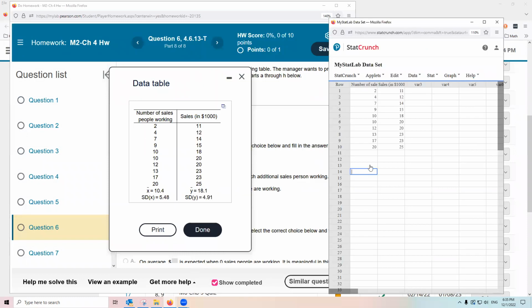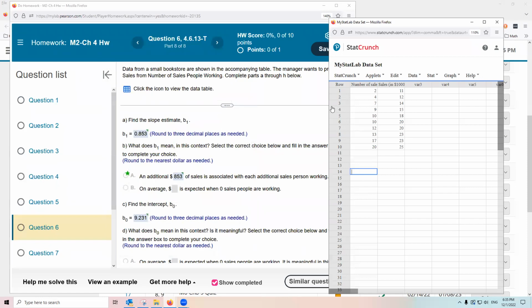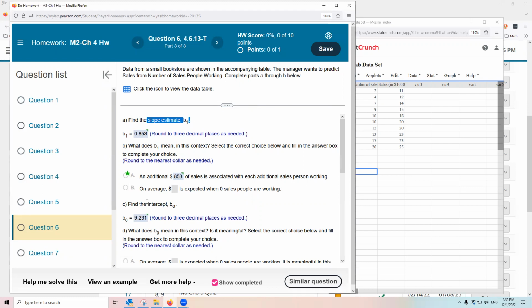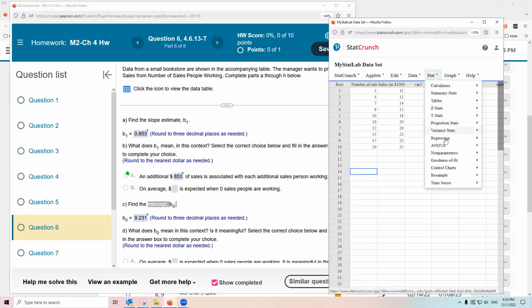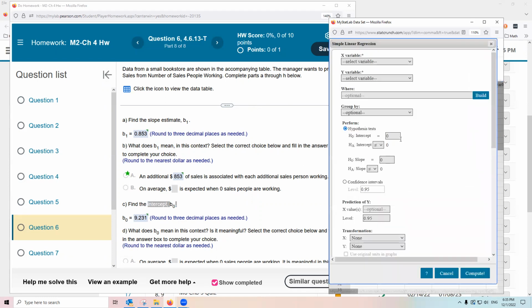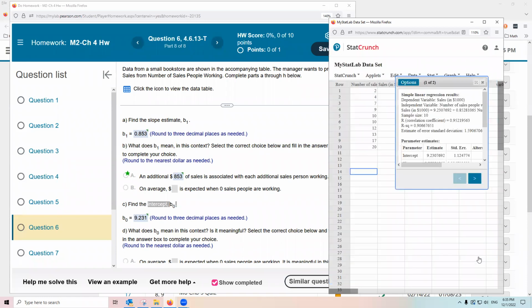All right, so here it is. And again, we're going to consider sales to be the Y data because we believe sales depends on the number of salespeople we have out. All right, here's what they're going to ask us: find the slope, and then find the intercept. So what is that about? Well, when we generate a scatter plot, let's go ahead and do that. So I'm going to go to Stat, Regression, Simple Linear. In this case, our X data is the number of salespeople working. The Y data is the actual sales. And I'm going to click Compute.